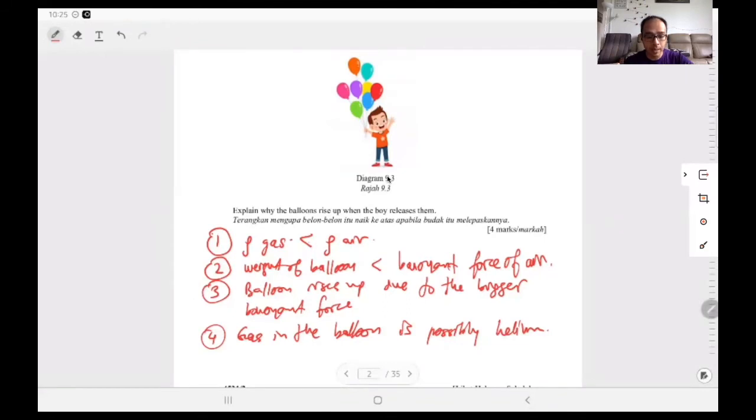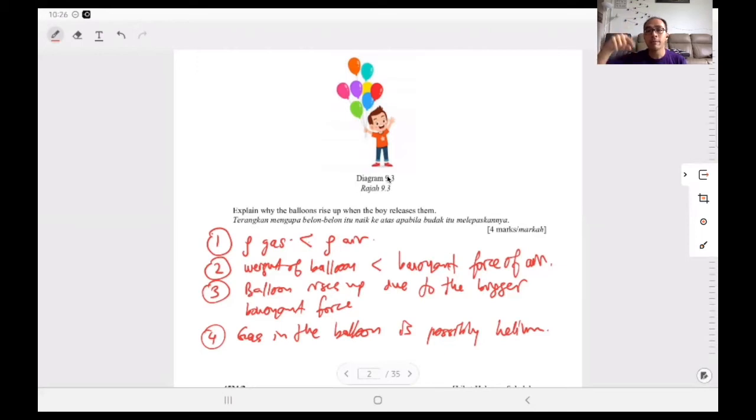Okay, the density of gas is more than the density of air. The weight of the balloon is bigger than the buoyant force of the air. So the balloon sinks due to the bigger weight. The weight is heavier than the buoyant force. Okay, and then the gas in the balloon is probably carbon dioxide. I've seen this question asked in both ways.